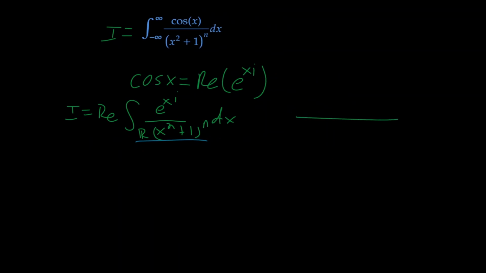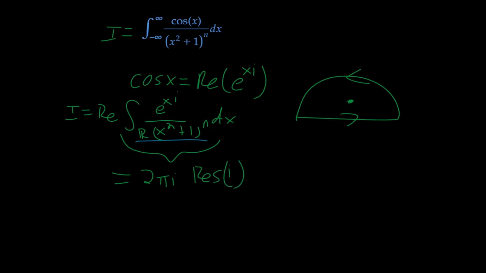So we have this right here, and you'll see we have a single pole at x equals i. So our integral is equal to 2 pi i times the sum of the residues. But we only have one residue, so it's going to be equal to 2 pi i times the residue of this function at i. And what is the residue of this function at i?